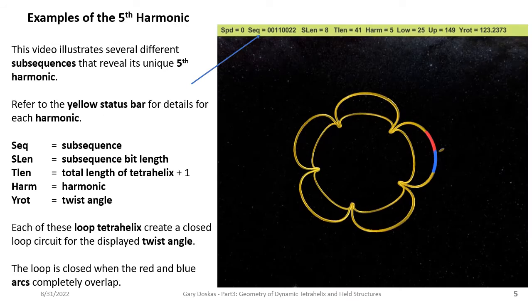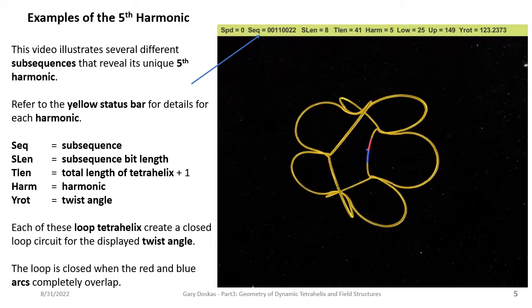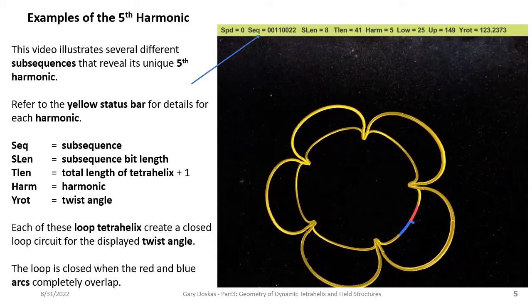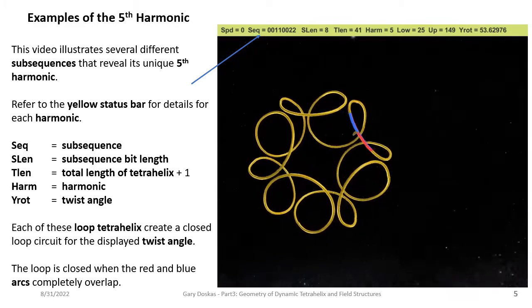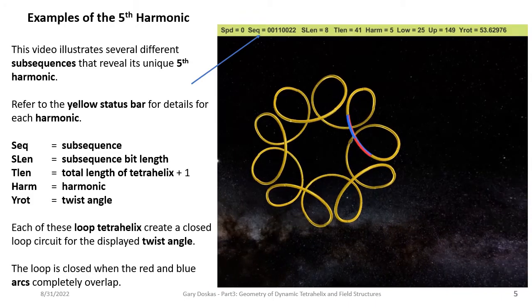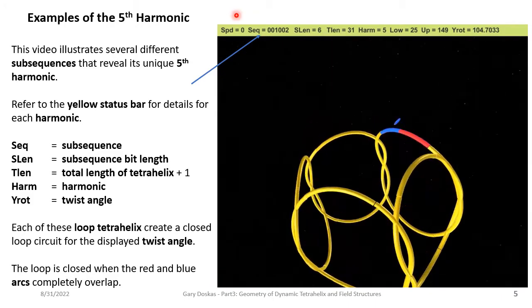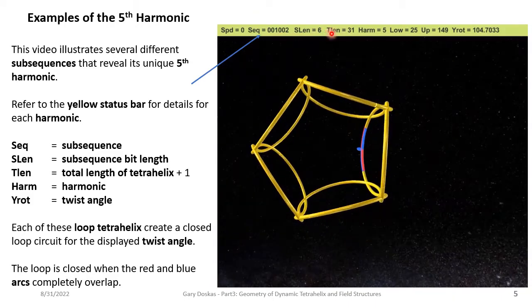Examples of the fifth harmonic. This video illustrates several different loop tetrahelix that have a unique subsequence that reveal its unique fifth harmonic. Refer to the yellow status bar for details for each harmonic.